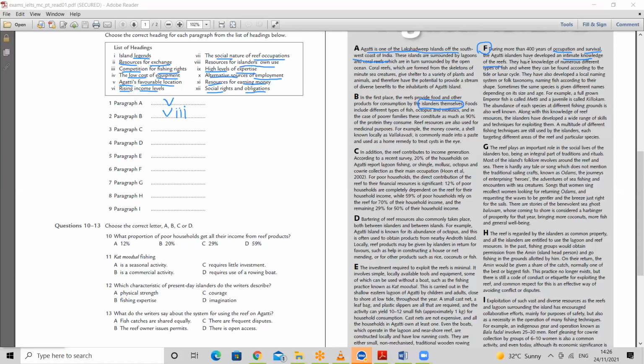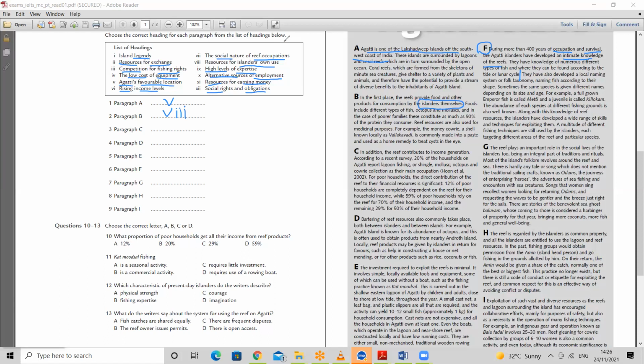Now, further, if you read the next sentence, it describes what that knowledge is. They have knowledge of numerous different types of fish, where they can be found according to the tide or the lunar cycle. So the next sentence even describes and develops the topic sentence at the beginning of the paragraph, which talks about the knowledge. Now, knowledge or skills, or maybe expertise, are probably quite similar, isn't it?